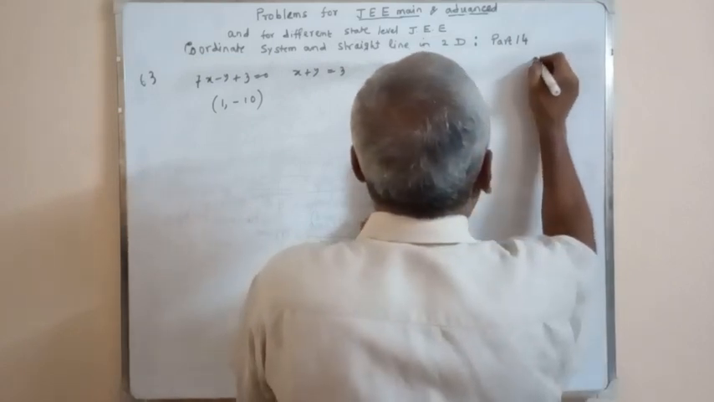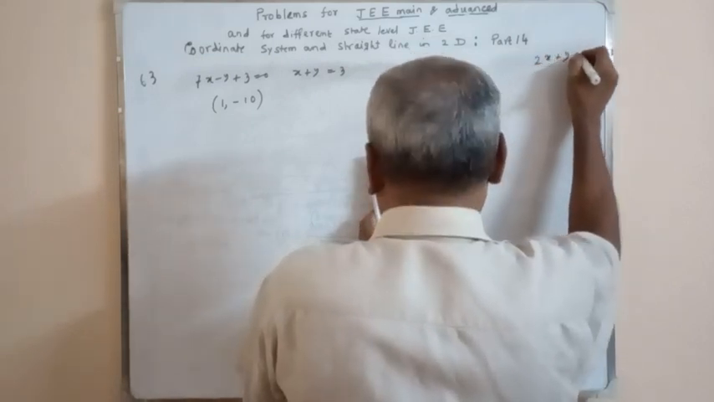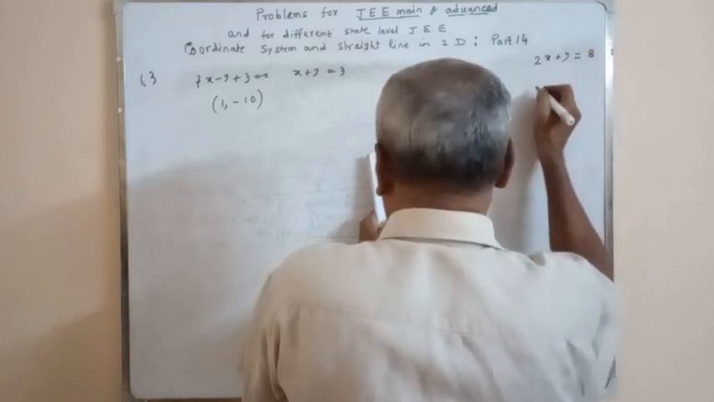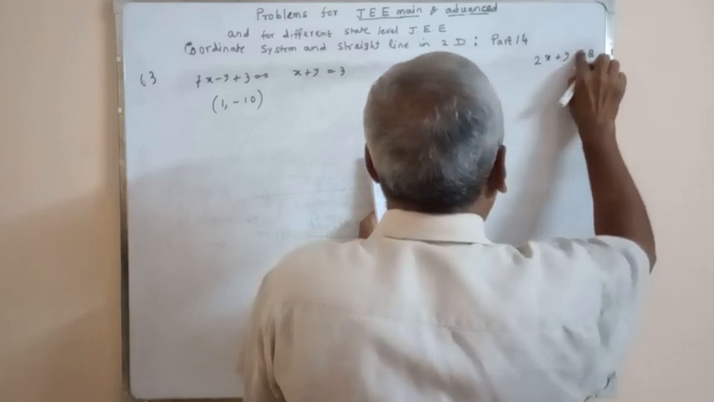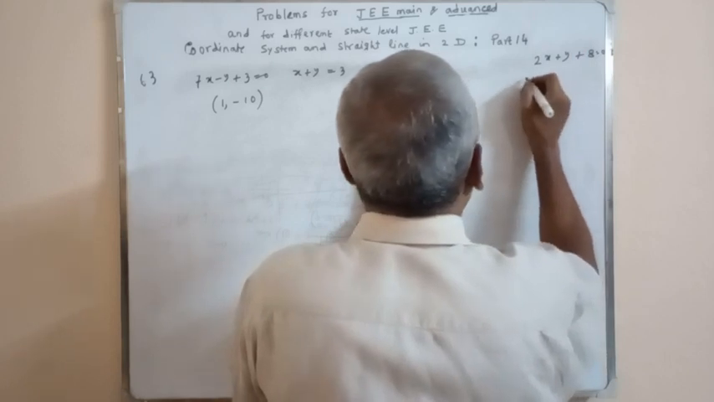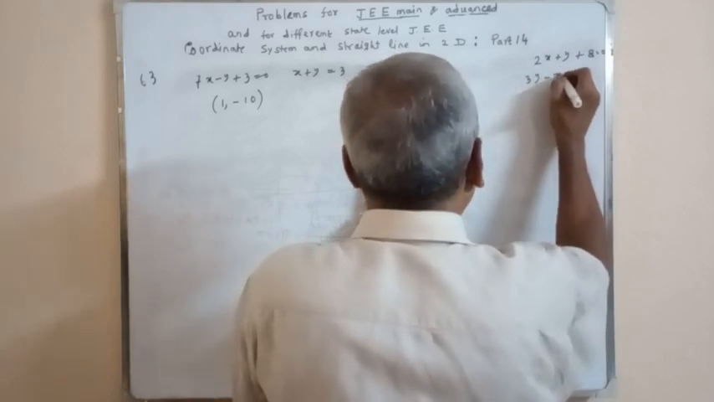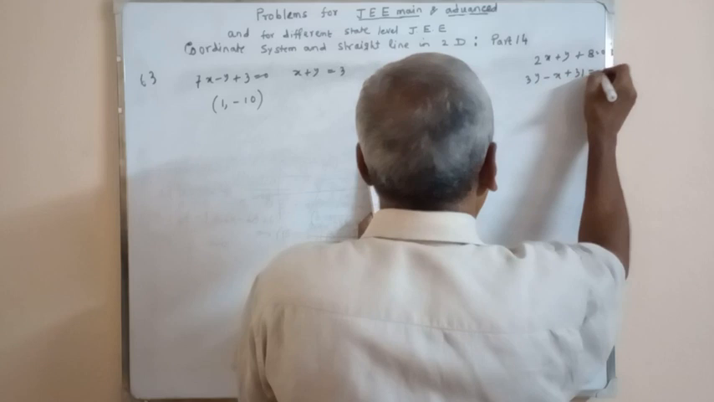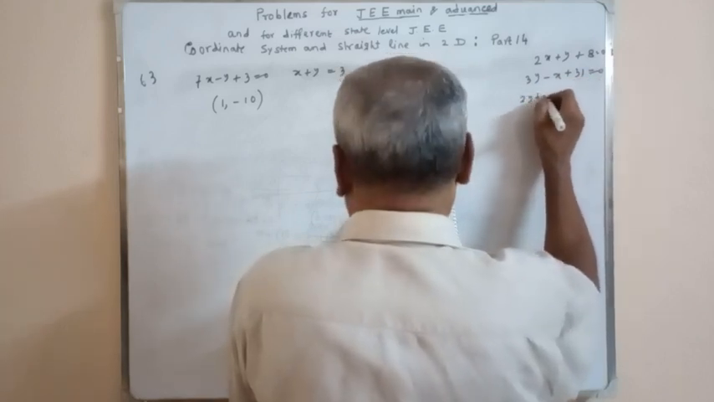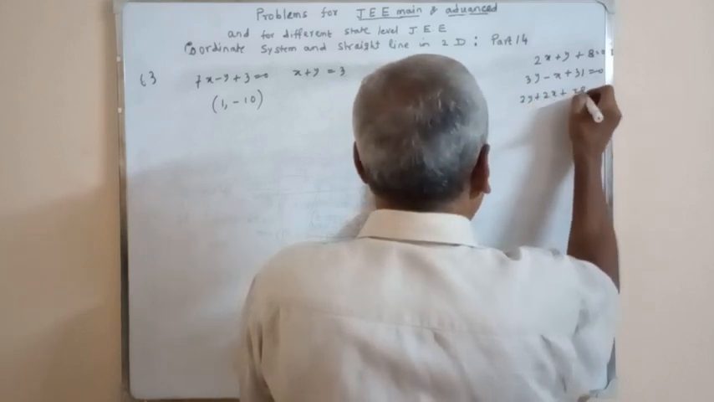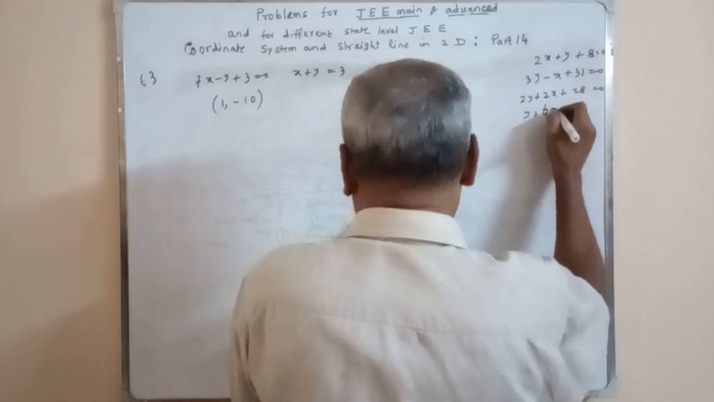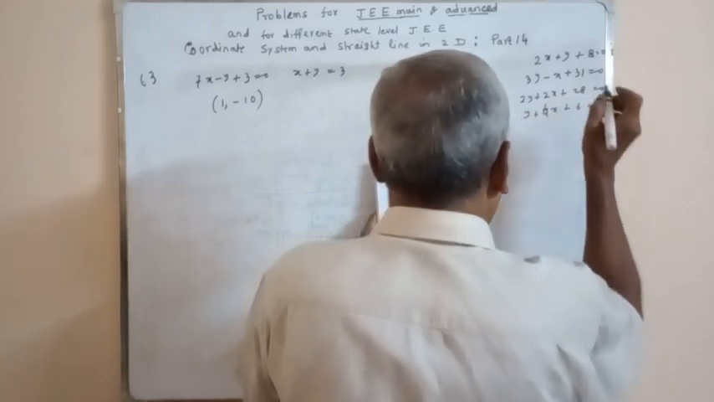2x plus y is equal to 8, equal to 0, 3y minus x plus 31 is equal to 0, 3y plus 2x plus 28 is equal to 0, and y plus 4x plus 6 is equal to 0.